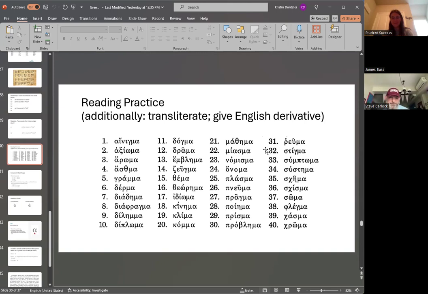Let's see. So Sigma, Tau, Eta, Gamma. I lost my place. Mu, Alpha. Good. And then I wrote stegma? Stigma. Yeah, that long E sound. There we go. Steve gets a long one. It's okay.